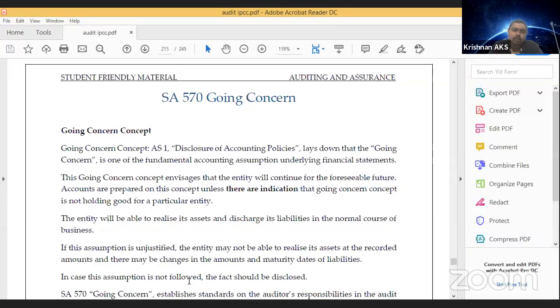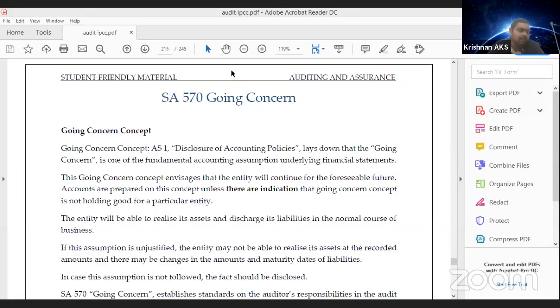Now, the auditor has two things. One is whether going concern is questionable, and point number two, going concern is not there at all. So, what does going concern questionable mean? Going concern questionable means in case the company has doubt, they are changing their line of business, the existing line of business.